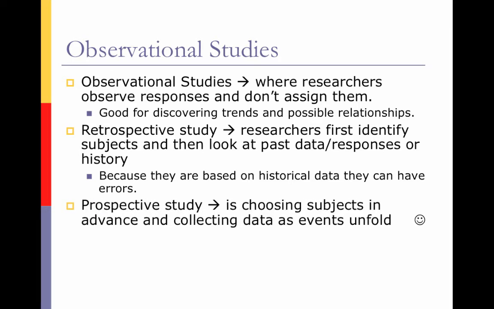The other type of observational study is a prospective study. This is when you choose the subjects in advance and then you collect the data as the events unfold. For example, if doctors were comparing how premature babies grow and develop compared to babies that are delivered full term, they might identify babies that were born premature and babies that were born around their due date, and then watch how they grow and develop over time. So they're watching the events unfold. This can be a little bit better because then you know how the data is being collected, and so you can avoid bias and mistakes.